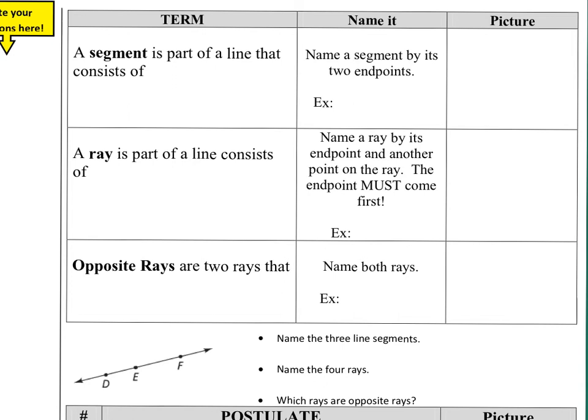Now take this opportunity to look at the example at the bottom of the screen here and try to name 3 line segments and name 4 rays. And then look for some opposite rays. I'll give you just a minute to do that, and then I will throw some of my examples up here on the screen. So go ahead and pause the video, and then when you're ready to see my examples, you can unpause it, and we'll go on from there.